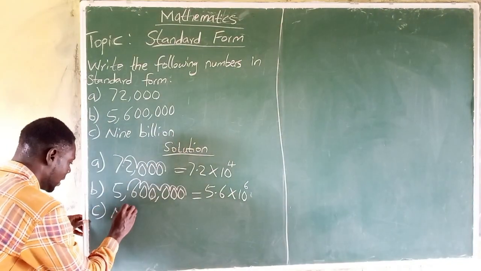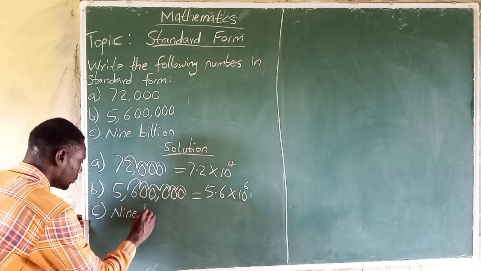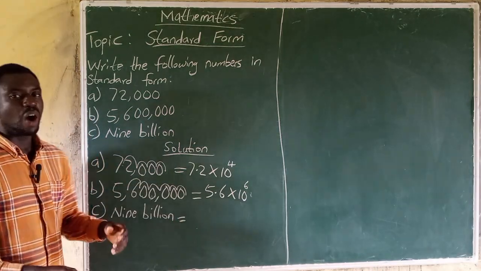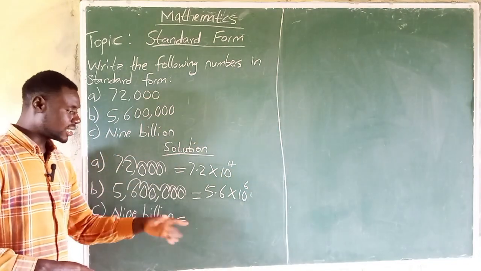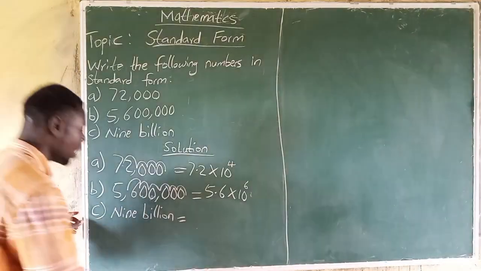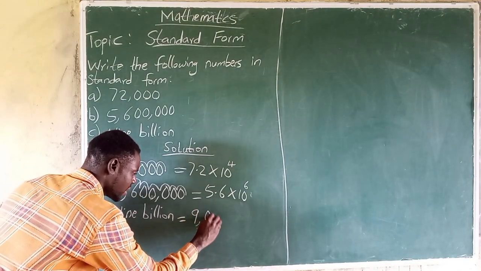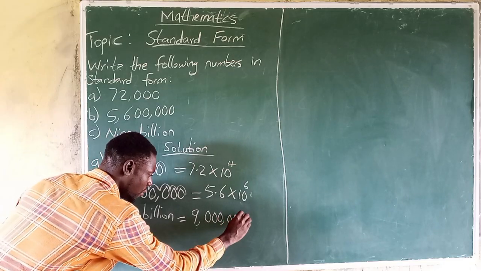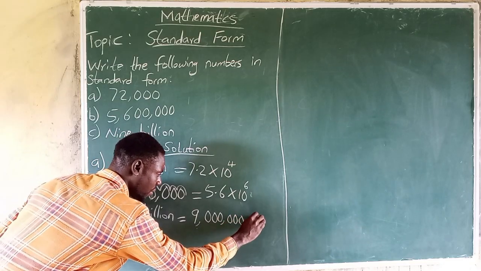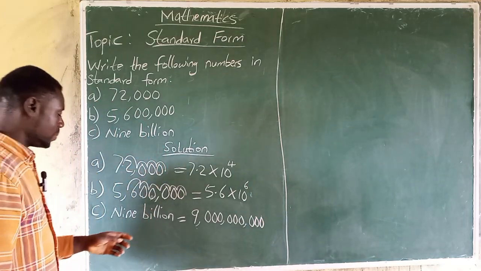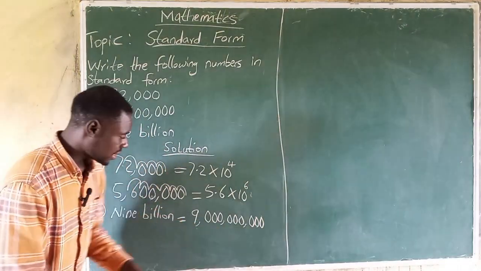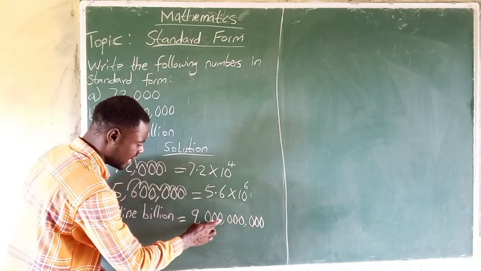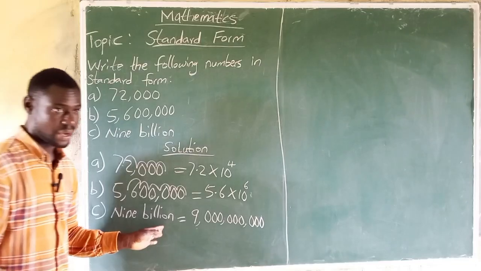9 billion. First of all, this is in words, so write it in figures, in numbers. 9 billion will be 9 followed by zeros. 9 billion has 9 zeros. 1, 2, 3, 4, 5, 6, 7, 8, 9 zeros. That is in billions.